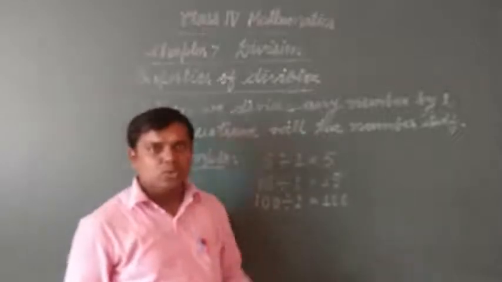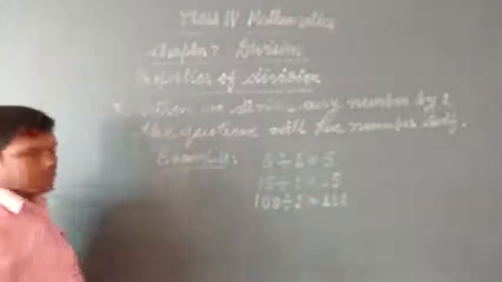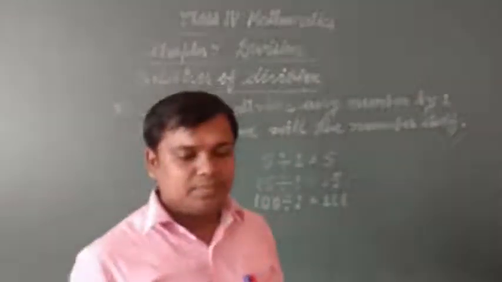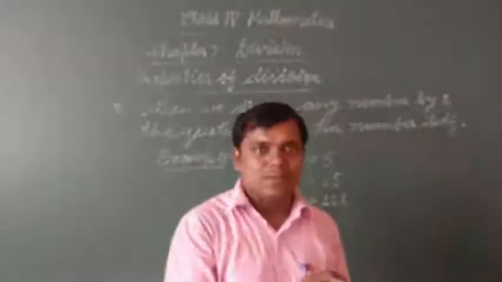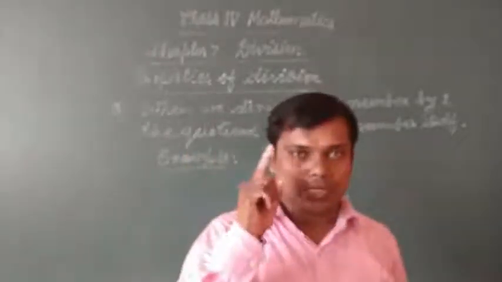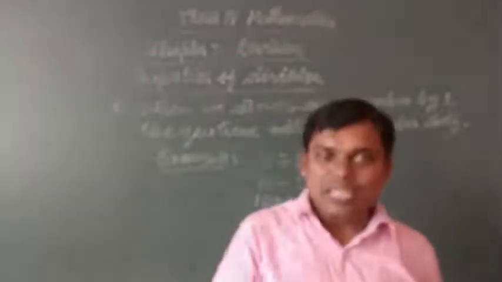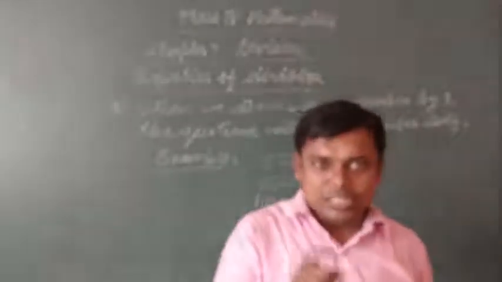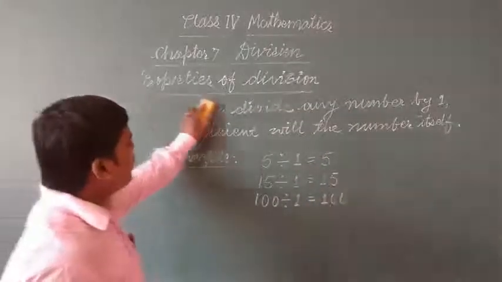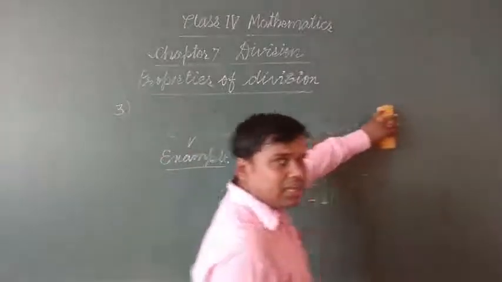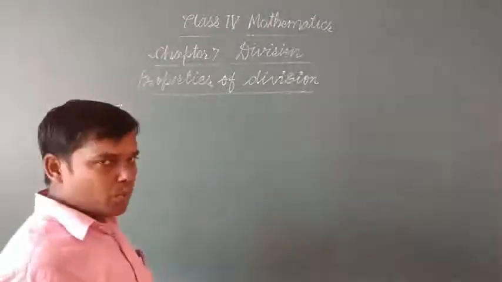Okay. Now the third property. The third property of division is that when we divide a number by itself, the quotient will always be 1 except 0. Means we cannot divide 0 by 0. Writing 0 by 0 is undefined, it is not defined. So we can say that when we divide a non-zero number by itself, the quotient will be 1.